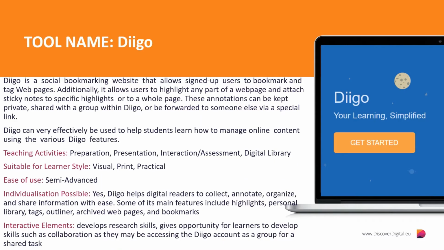DIIGO is a social bookmarking website that allows signed-up users to bookmark and tag web pages. Additionally, it allows users to highlight any part of a web page and attach sticky notes to specific highlights or to a whole web page. These annotations can be kept private, shared with a group within DIIGO, or be forwarded to someone else via a special link. DIIGO helps digital readers to collect, annotate, organize, and share information with ease. It develops research skills and gives opportunity for learners to collaborate.